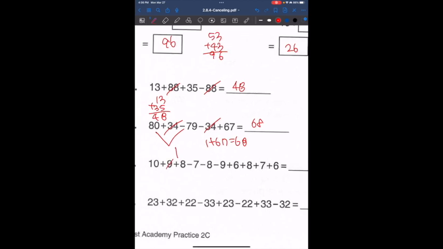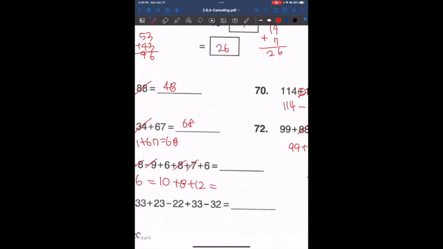So 9 and negative 9 canceled out. Negative 7 and 7 canceled out. Negative 8 and 8 also canceled out. So we have 10 plus 8 plus 6 plus 6, which is 10 plus 8 plus 12. And these two added gives us 20. So we have 10 plus 20, which is 30.